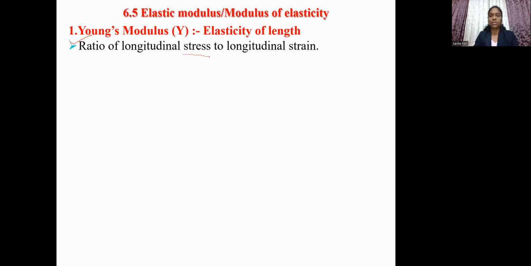Let us see first modulus of elasticity, which is Young's modulus or elasticity of length. This modulus is related to change in length of the object like metal wire, rod, beam due to applied deforming force. It is defined as ratio of longitudinal stress to longitudinal strain. Let us consider this figure.